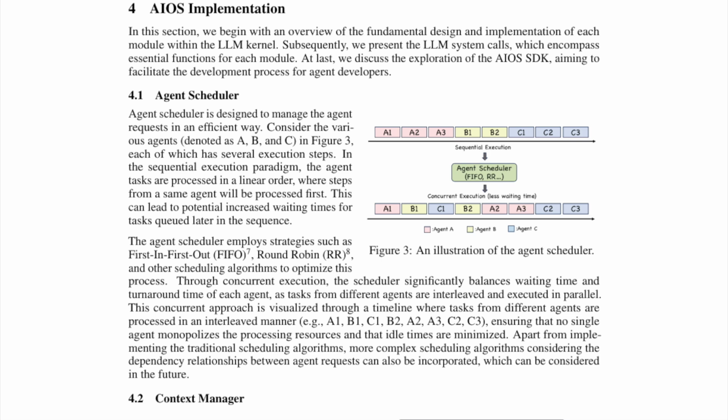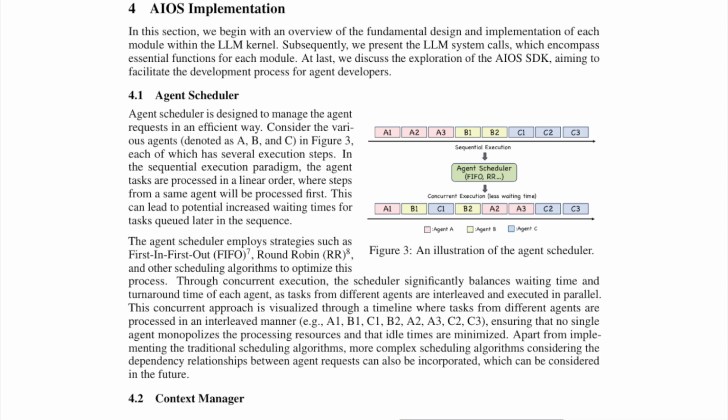4.1 Agent Scheduler. The Agent Scheduler is designed to manage agent requests in an efficient way. Consider the various agents, denoted as A, B, and C, each of which has several execution steps. In the sequential execution paradigm, the agent tasks are processed in a linear order, where steps from the same agent will be processed first. This can lead to potentially increased waiting times for tasks queued later in the sequence.